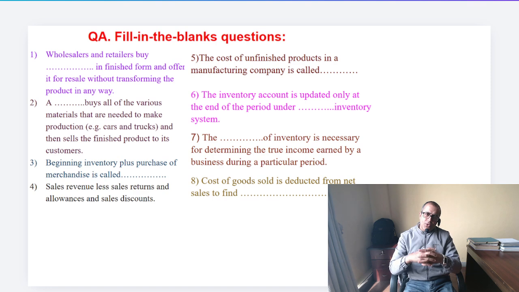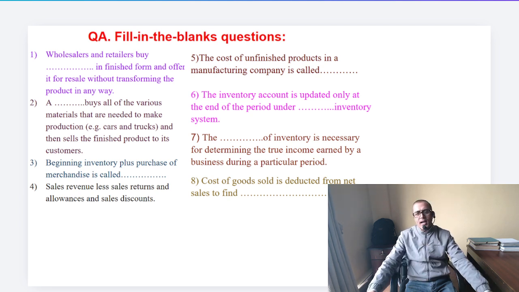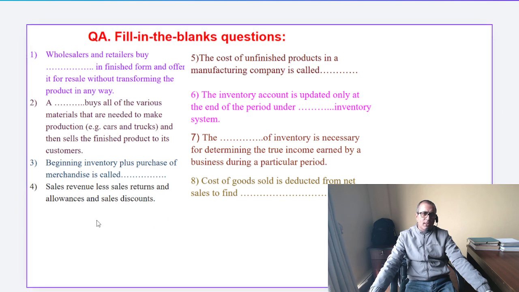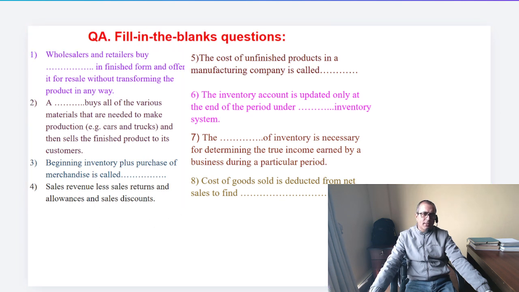Today I discuss the concept of inventory, including the periodic and the perpetual inventory systems. I discuss practical questions. Today I will discuss two questions: one is the fill in the blanks questions, and the next one is the true or false statements. So based on this background, now let's talk about these questions first of all, friends.